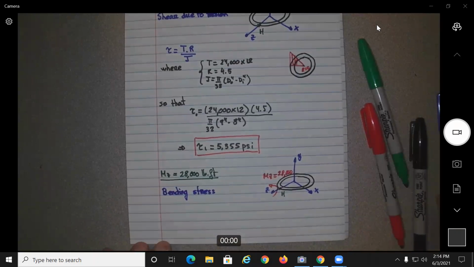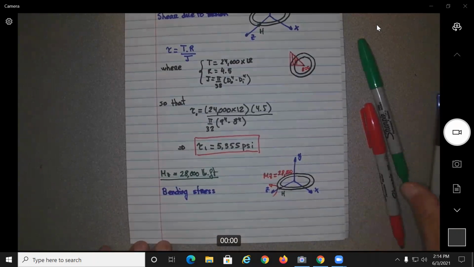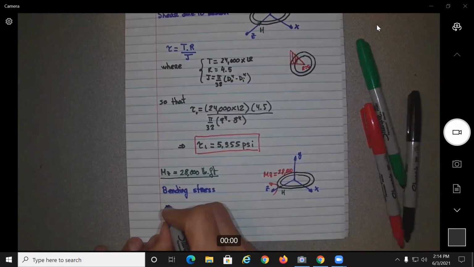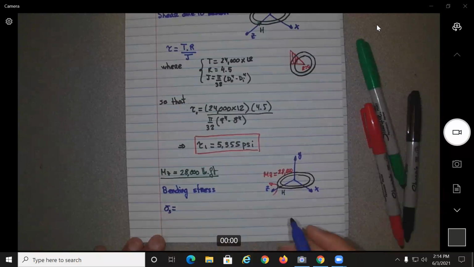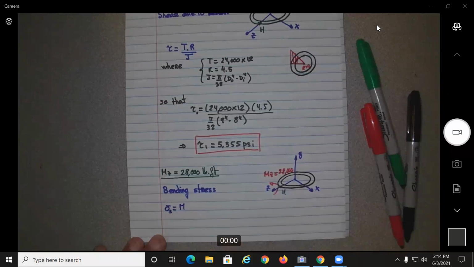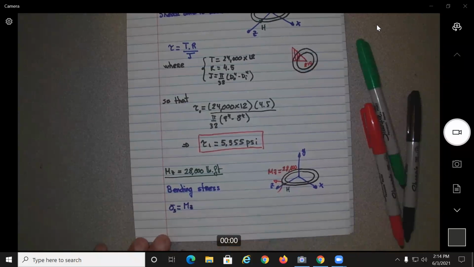Okay, so what would be the equation? We have sigma 1, sigma 2, so it should be sigma 3. So the equation will be sigma equal to, so sigma 3, let's put it right away. We deal with the moment Z. So that means that we need to have here X, and this will be I of Z.